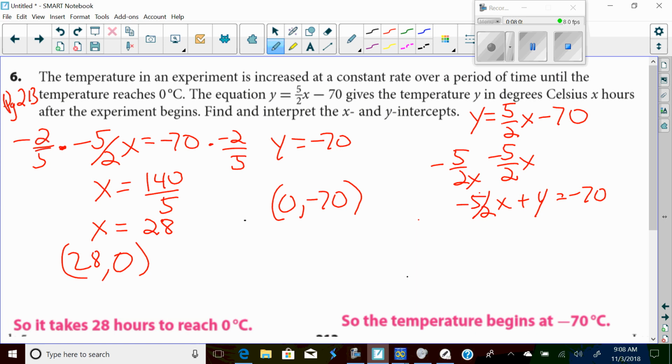Right. Now, let's take a look at using intercepts to solve some word problems. In the next video, I'm going to go over how to graph intercepts.